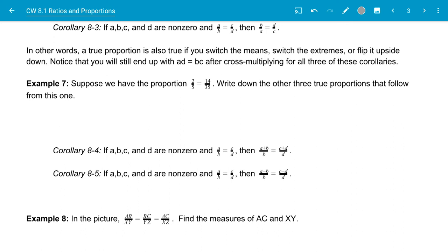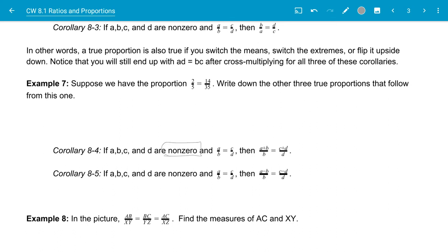So there are a couple more corollaries that go along with the cross multiplication theorem. And like I said before, they're not going to make a lot of sense right now, but later on in the chapter, they will make much more sense as we use them. So let's take a look at the first one first here. It says if A, B, C, and D are non-zero.